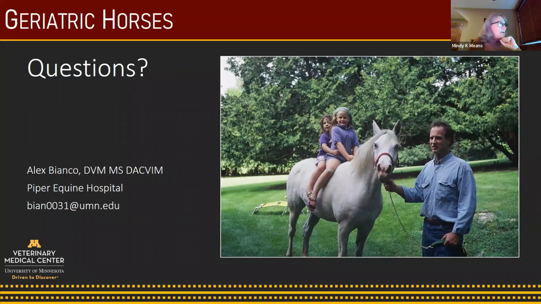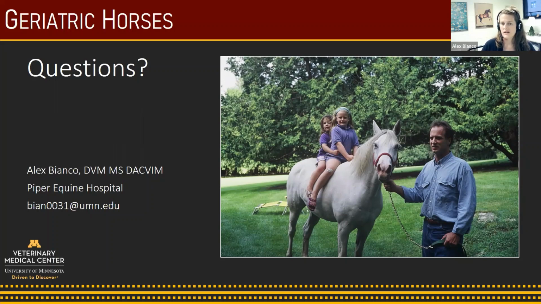Here, how long can a horse safely take Equioxx before they build up a tolerance for it? That's a great question. As I mentioned, a lot of our older horses are on chronic Equioxx for months and months and months. There's really no accumulation of it. It doesn't build up in the bloodstream, and there's no tolerance that develops. If the animal's no longer responding to it, it's probably just because their underlying disease is getting worse.